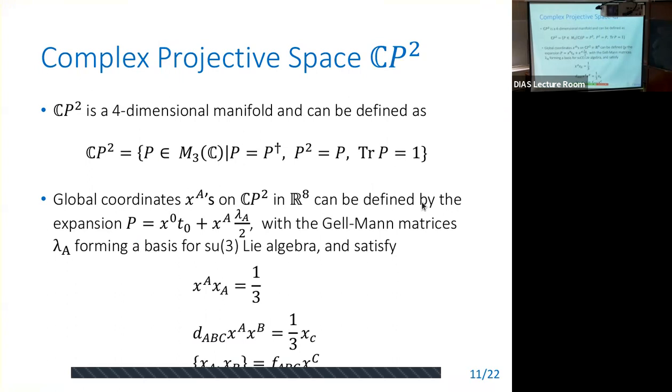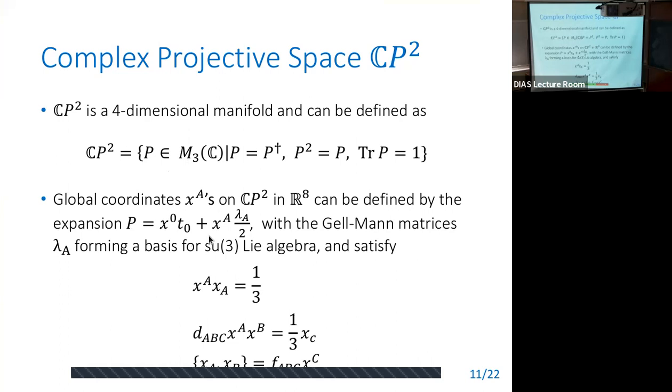Now we'll move and focus on the complex projective space, CP2. As I mentioned before, it's a four-dimensional manifold. It can be defined in terms of these P matrices, which are 3x3 complex matrices, which are Hermitian, equal to their square, and have a trace equal to 1. Using these matrices, global coordinates X_A, which are in R8, can be defined using the expansion of these P matrices as shown, with the Gell-Mann matrices lambda_A forming the basis for the SU(3) algebra.